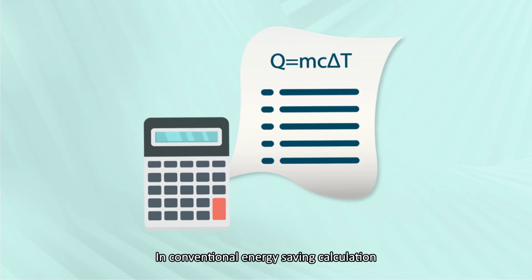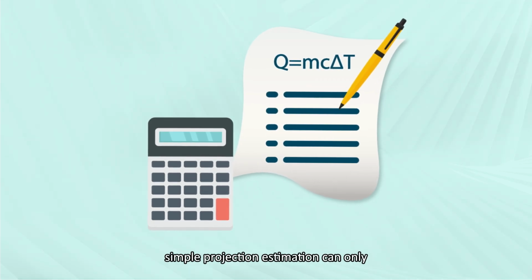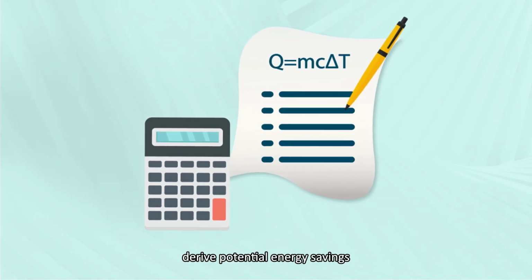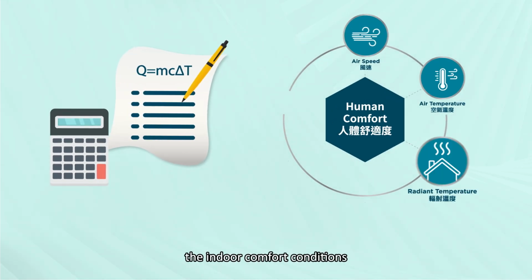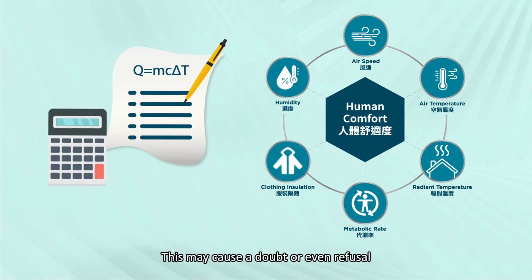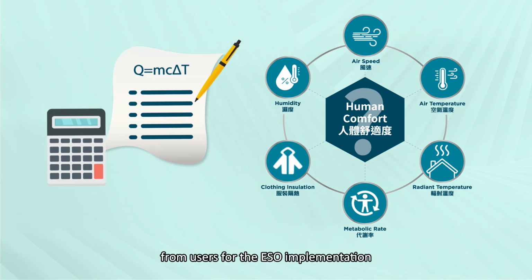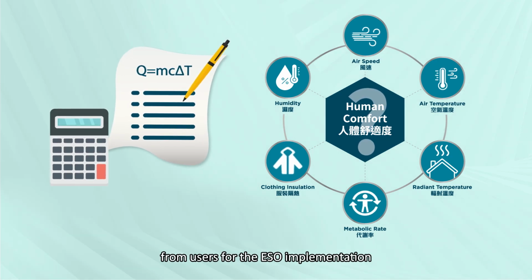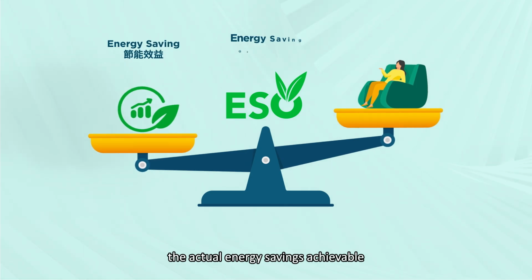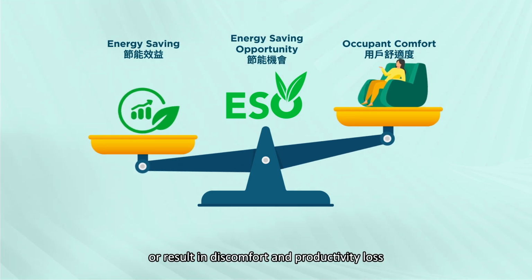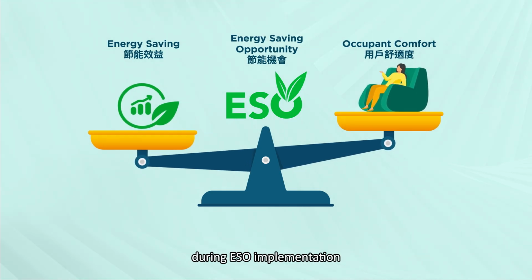In conventional energy saving calculation, simple projection estimation can only derive potential energy savings, but is unable to assess the indoor comfort conditions. This may cause doubt or even refusal from users for the ESO implementation. Besides, it would overestimate the actual energy savings achievable, or result in discomfort and productivity loss during ESO implementation.